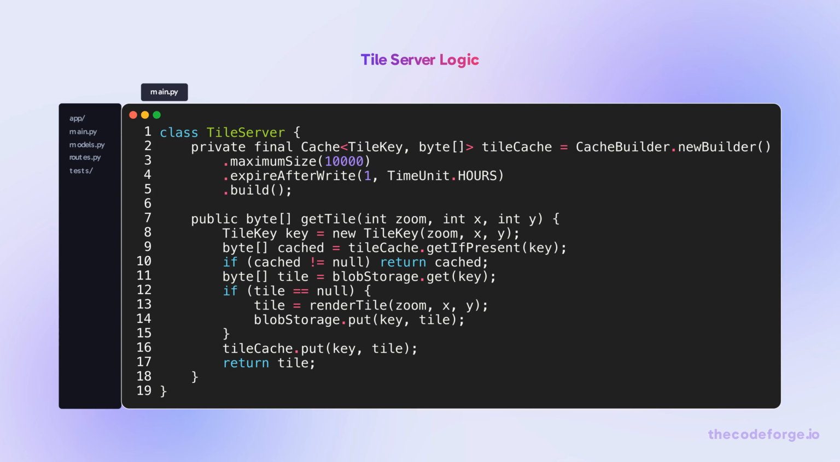Here's a simplified tile server. It uses an LRU cache with 10K entries per node. On a miss, it checks blob storage, and if that fails, it renders the tile on the fly. Cache hit ratio is over 99% for popular tiles.